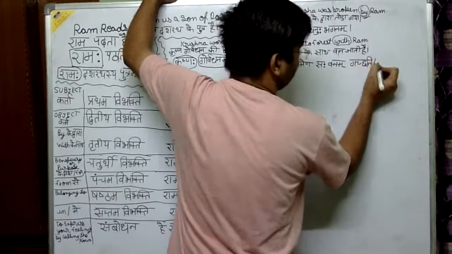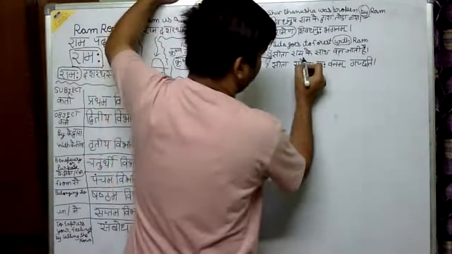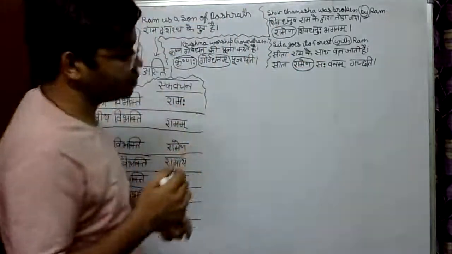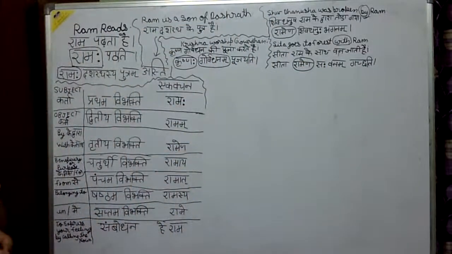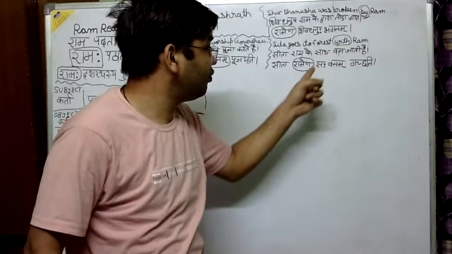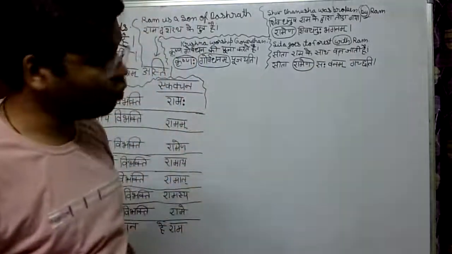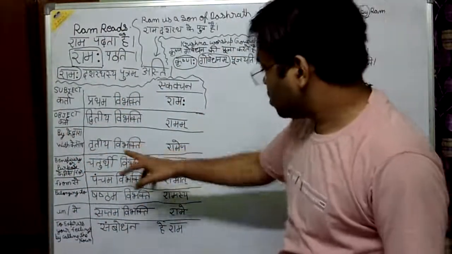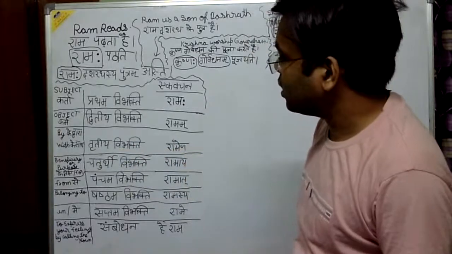Don't focus on the other part of the sentence, only focus on this part. Ramen. Why have we used Ramen here? Because the word with has come. Since the word with has come, we used Ramen. I have told you earlier also that for with we use the third vibhakti. So we have used Ramen here.